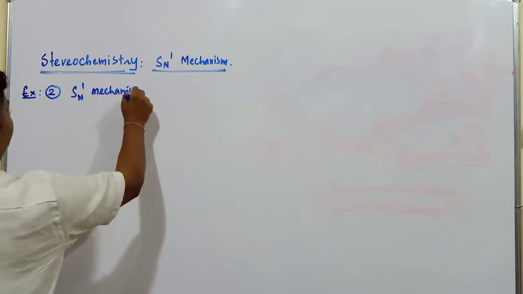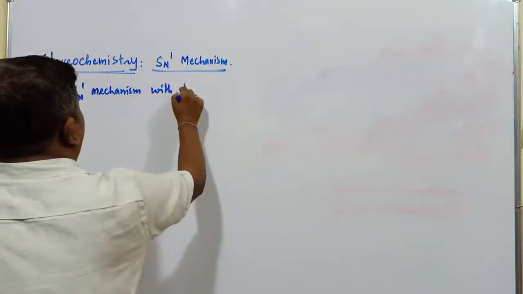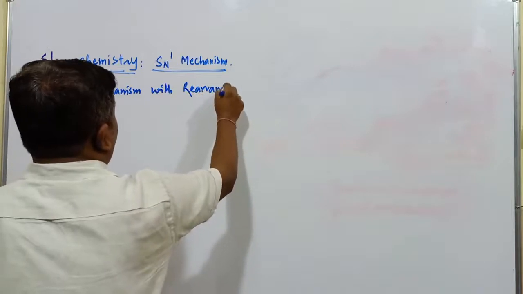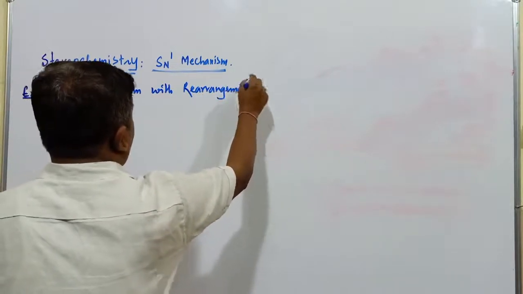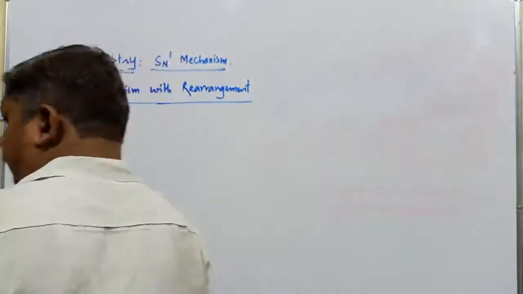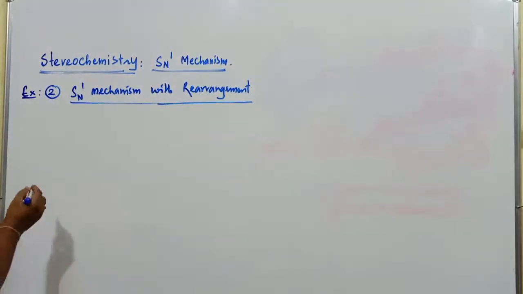SN1 mechanism takes place with certain rearrangement. SN1 mechanism with rearrangement. So how does this particular mechanism take place with a certain amount of rearrangement? For that we have to take another example.